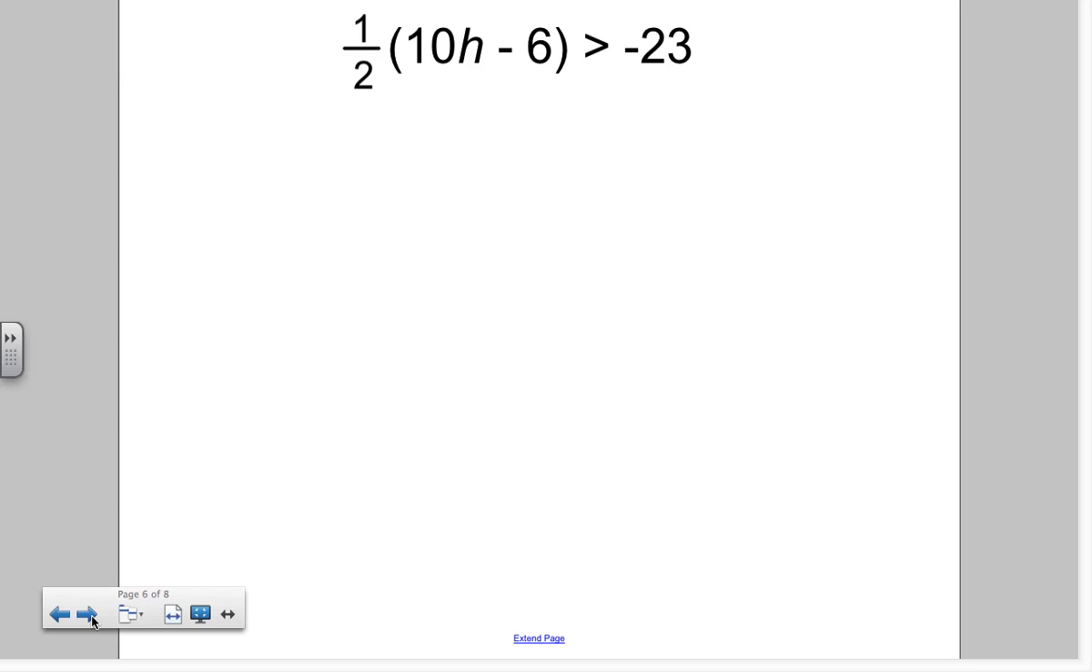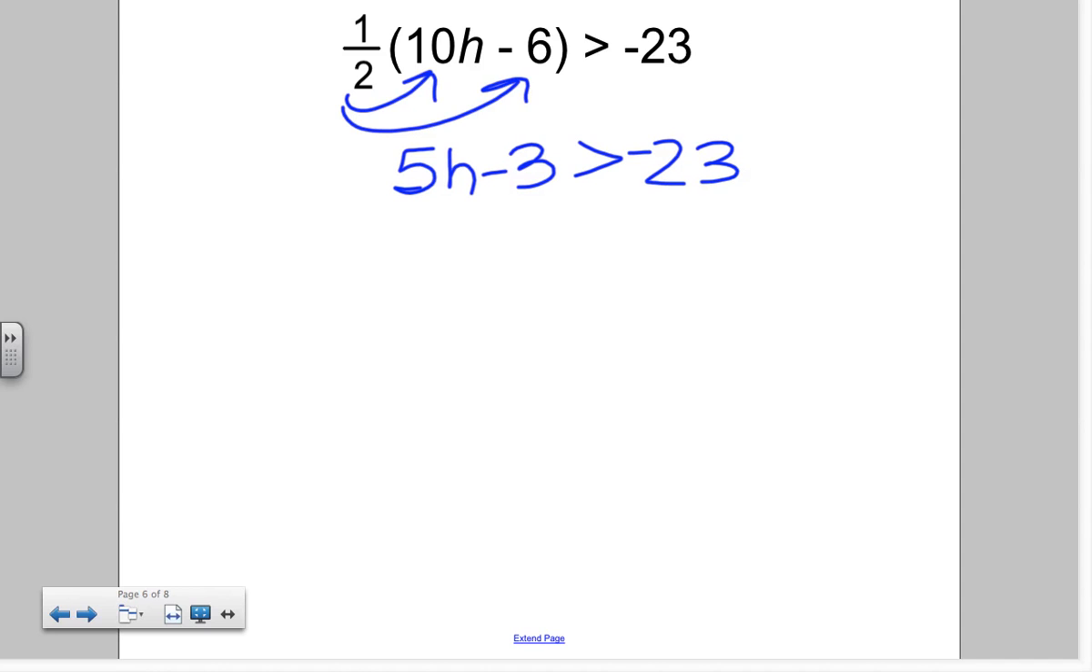Once you distribute that 1/2, what does 10h and negative 6 turn into? 5h. Okay, so we're going to distribute this. Harrison, what do we got? 5h and, wait, negative 3. There you go. And again, aren't we right back to something that you had yesterday?